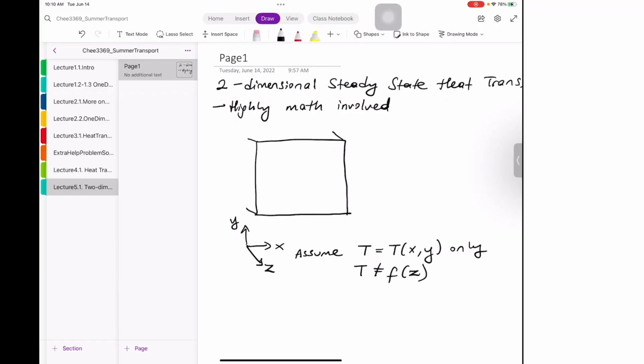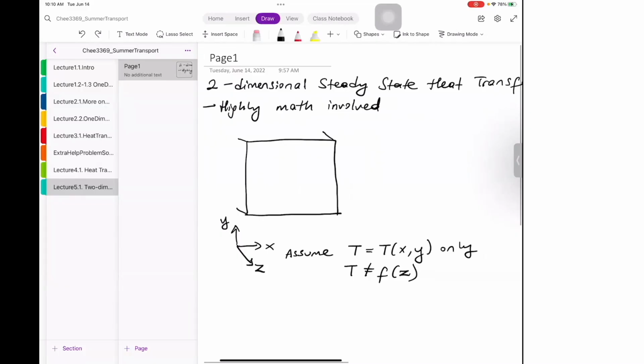That means that the temperature here is the same as the temperature here and the same as the temperature here. If you go along the x or y direction, the temperature is not necessarily the same. But if you go deep into the z direction, then the temperature does not change. Okay, that's my two-dimensional system.